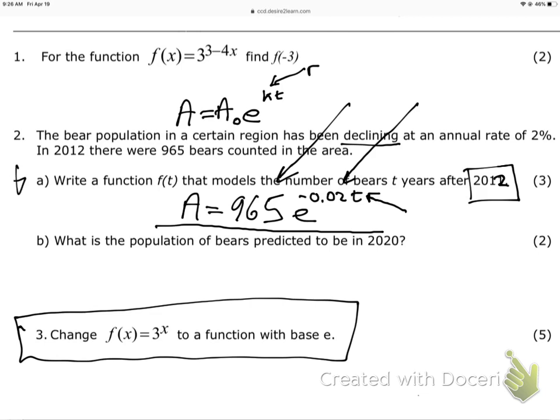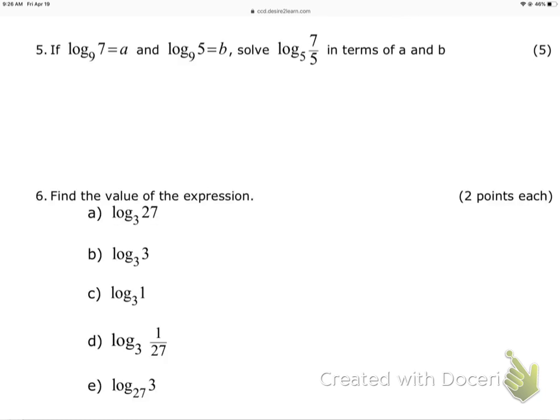Okay, so question 2 really, you have to think about using this formula, okay? But the numbers are already in there for you. There's no messing around. There's the 2%, okay? There's the initial population, and it is going down. It's declining, so I've put a minus there. Next one. Okay, so let's take a look at this.